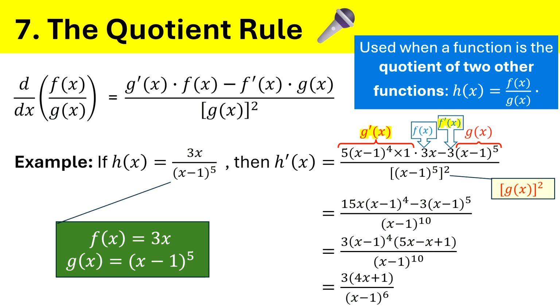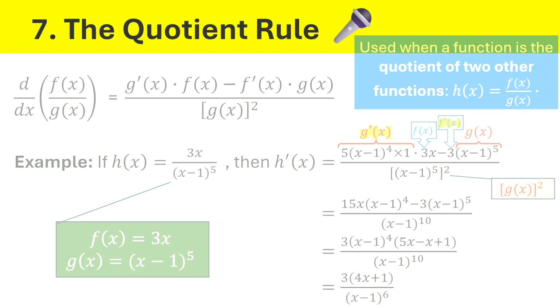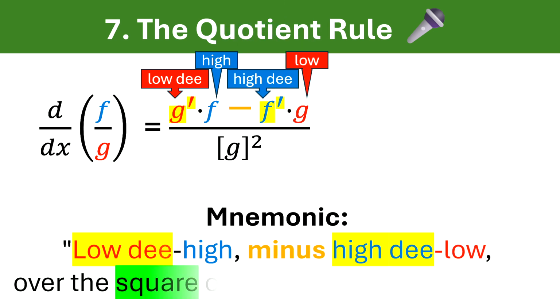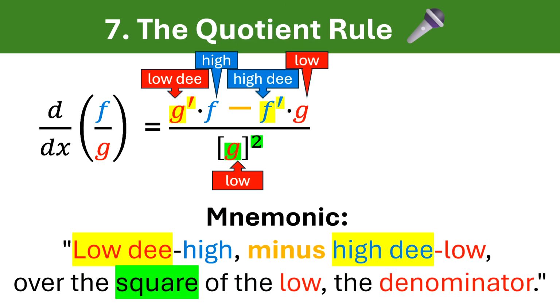This rule is fairly straightforward, isn't it? Here's a mnemonic to help you remember the quotient rule. Low d high, minus high d low, over the square of the low, the denominator.